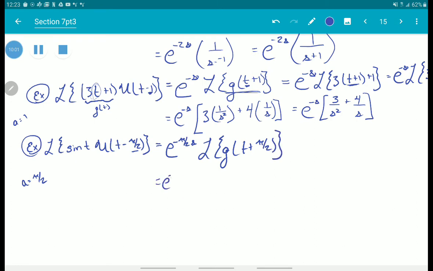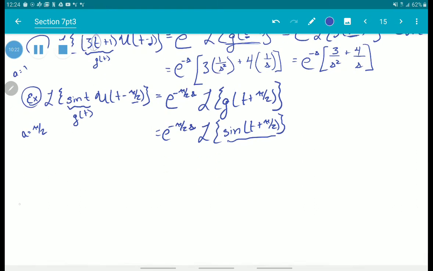So our g function is sine of t. So we want to replace that t with t plus pi over 2. We're replacing it with a new improved version. So now we really need to simplify this guy. So I'm going to do this down below.